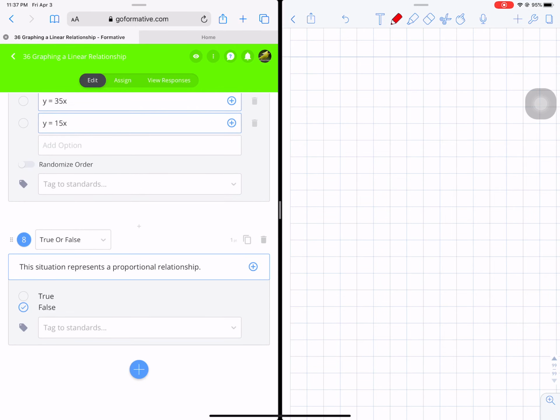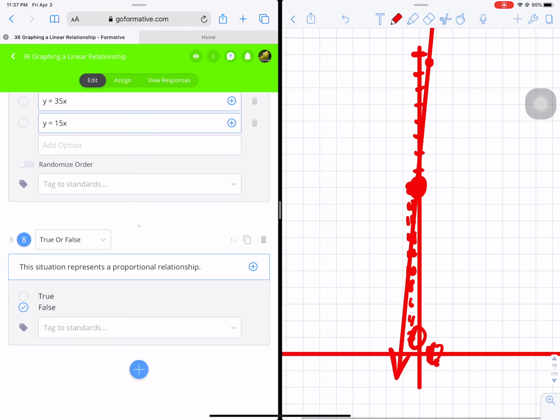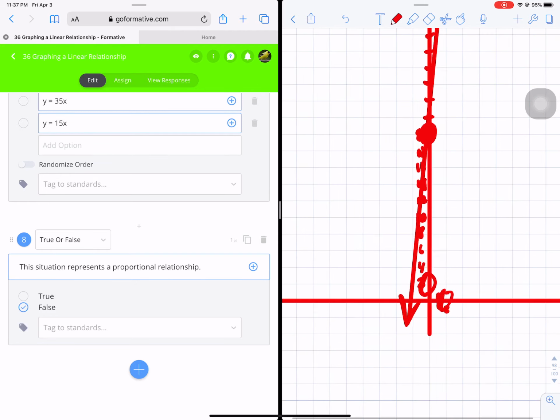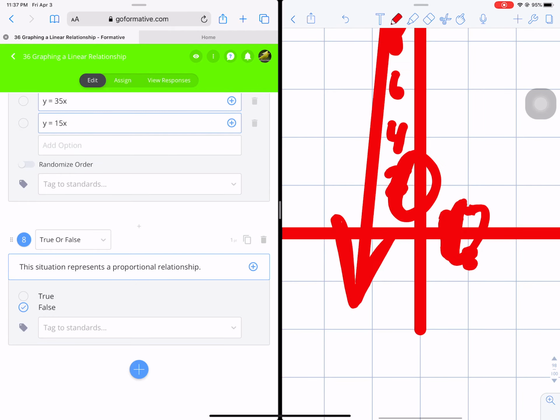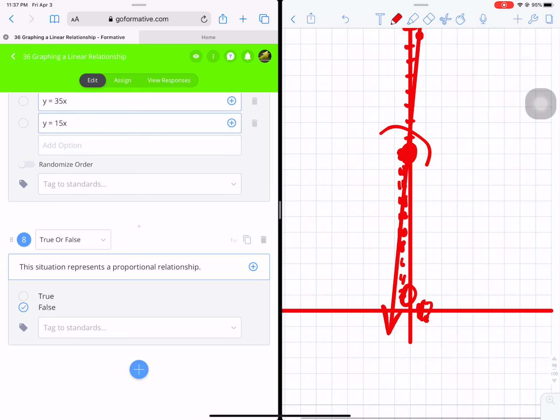The situation represents a proportional relationship. You have to remember that proportional relationships go through the what? Origin. Here. If your line does not go through that spot, it is not proportional. And if we look back at what we just did, you can see the origin down here at the base. Nothing went through that. We went through 20. That's not proportional.